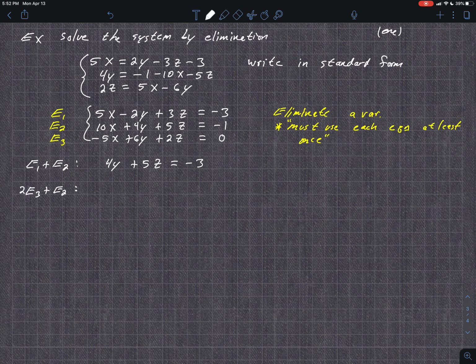So when I do that, 2 times equation 3, I get that x is 0, and then 2 times 6 is your 12. So I get 16y plus 9z equal to negative 1. So that's my new system.